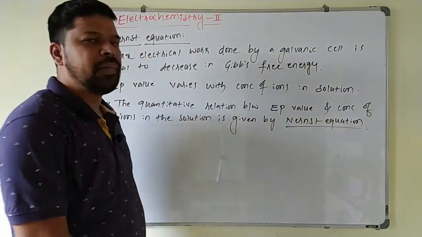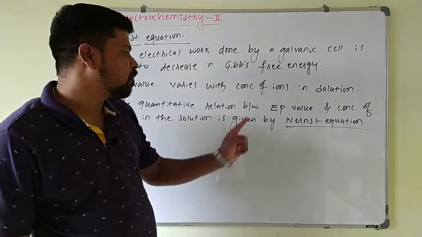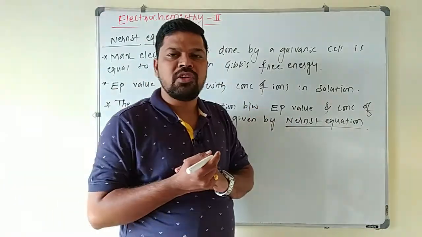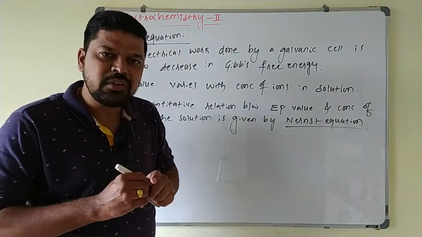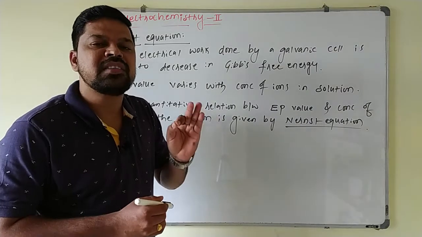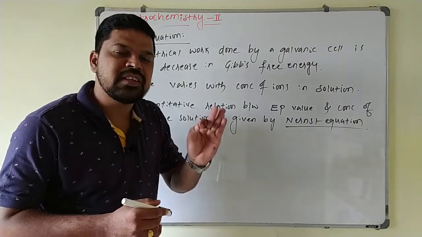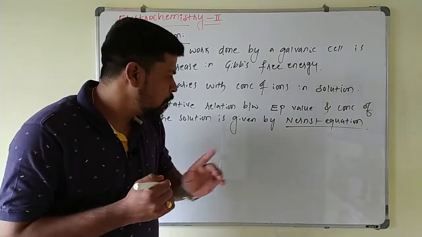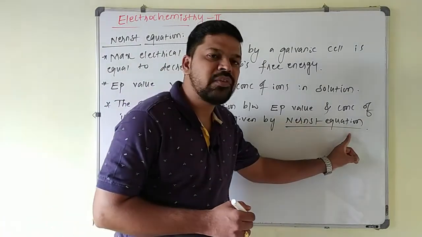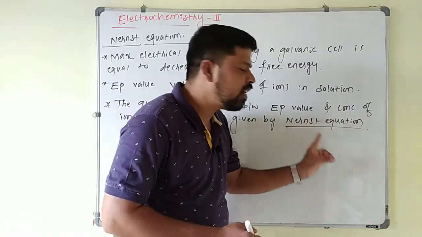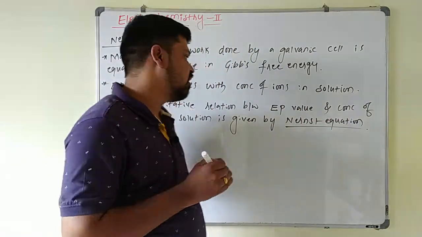So here, by using Nernst equation, you can calculate electrode potential value at any concentration, not only at the standard concentration. By using SHE, you are calculating that electrode potential value only under what? Standard condition. By using SHE, only the standard electrode potential value can be calculated, but by using Nernst equation, you can calculate electrode potential value at any concentration. That is the advantage of Nernst equation here.